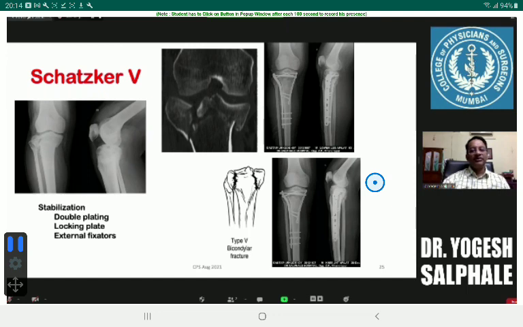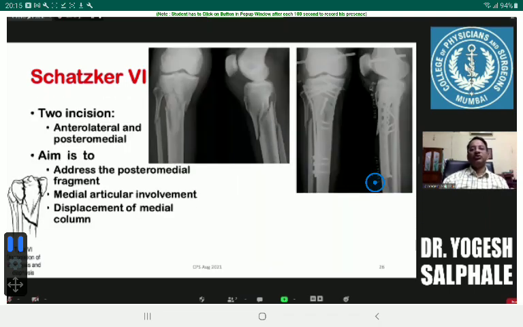Now coming to Schatzker type 5, here what we have to do is stabilize. It's a bicondylar fracture basically. So what you have to do is use a double plating. You can either use a locking plate or an external fixator, where you can use either a definitive external fixator or you can go for an Ilizarov. So as I said, depending upon your preference, the way you have been trained, the way you feel is right for the patient, these are all the important determining factors where you are going to give justice to these complex and devastating injuries.